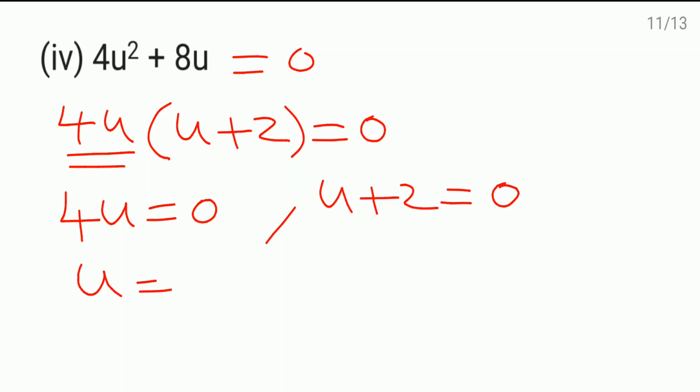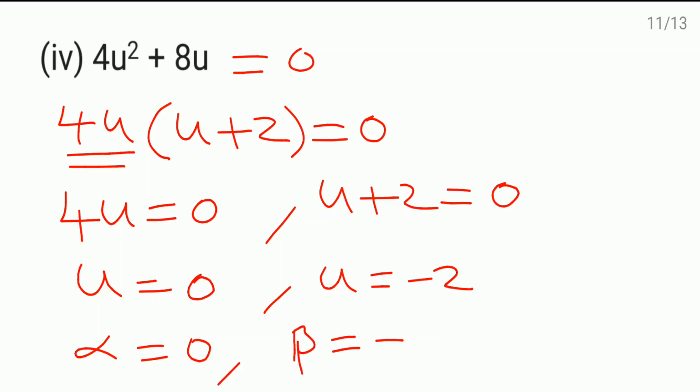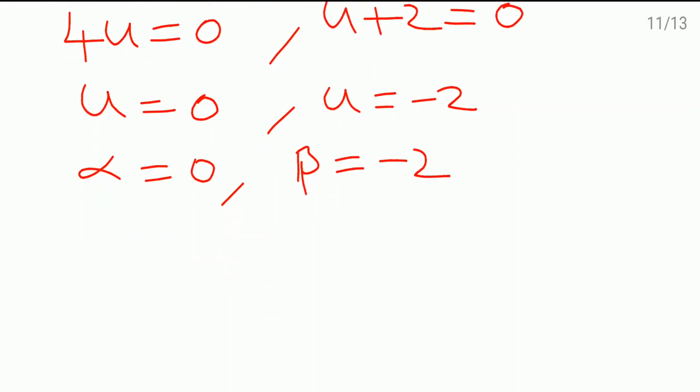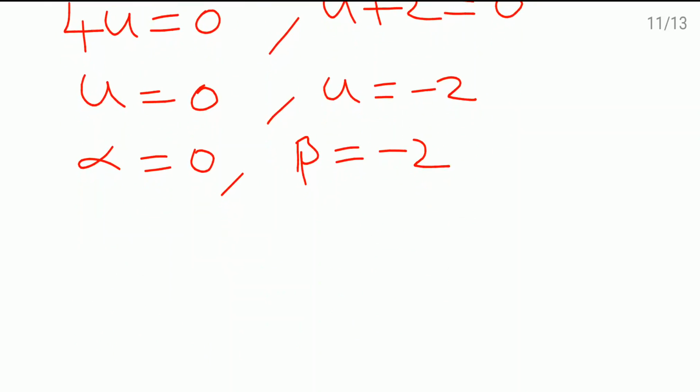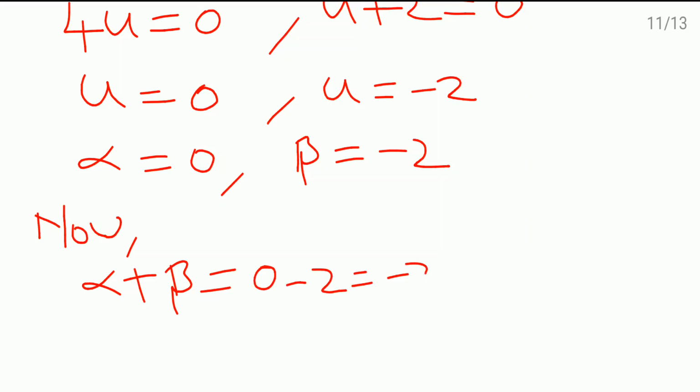So u is equal to 0 by 4. So 0 by anything will become 0. And here u is equal to minus 2. That means alpha is equal to 0, and beta is equal to minus 2. We got two zeros of the polynomial. Now see here. Now alpha plus beta is equal to 0 minus 2, which comes as minus 2, and minus b by a.